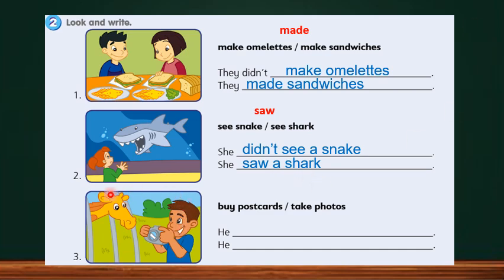Question 3. Please look at this picture. What did he do? He takes photos. However, we have to answer this question by using past tense. So the past tense for take is took. Did he buy postcards? No, he didn't buy postcards. He took photos. Please remember that here we have to write the past tense. He took photos instead of take.